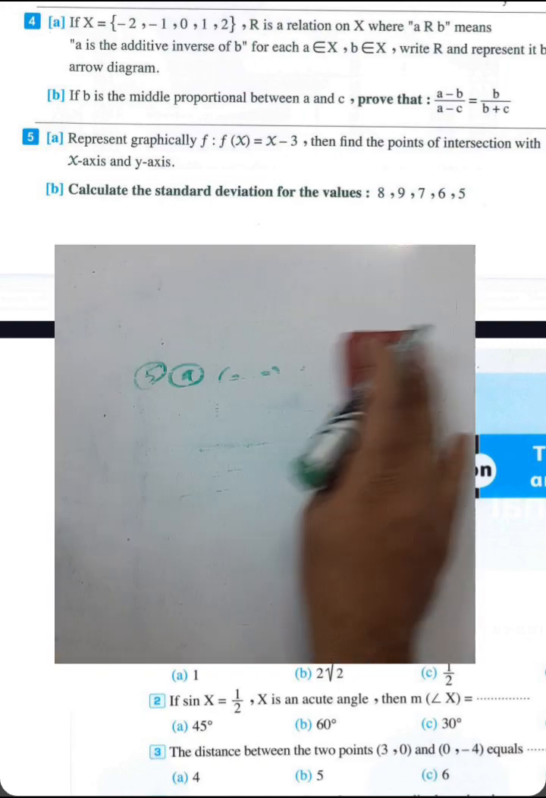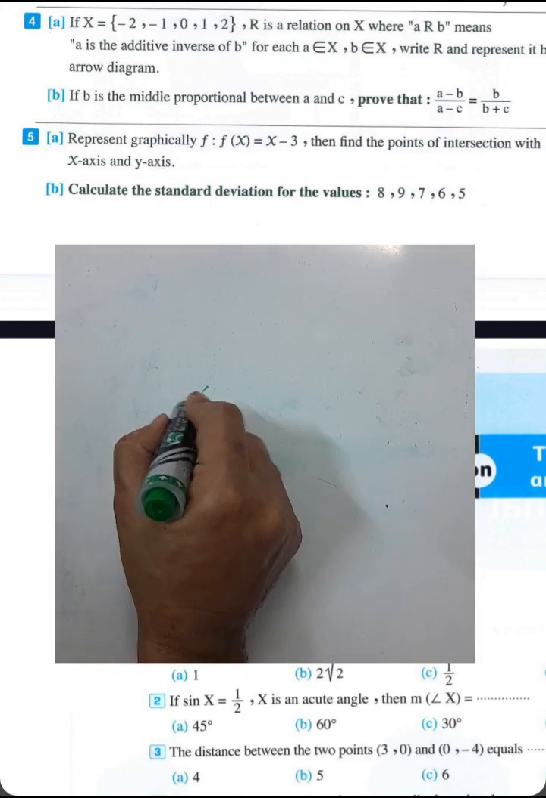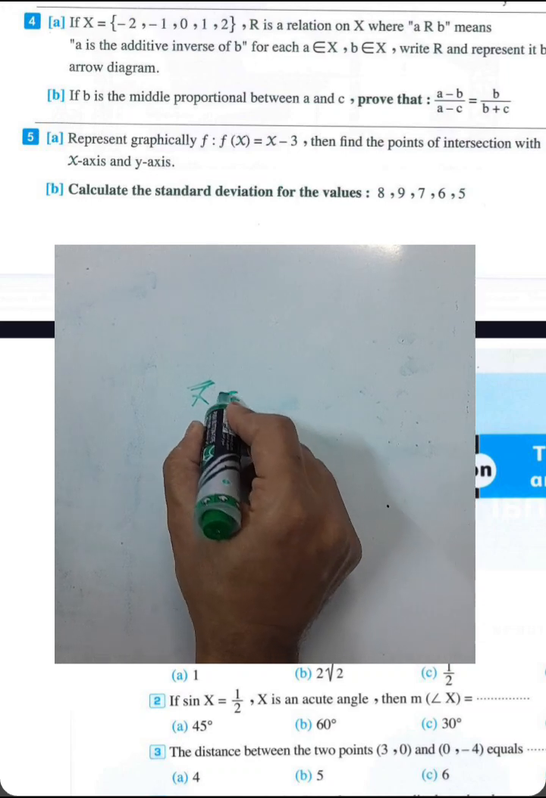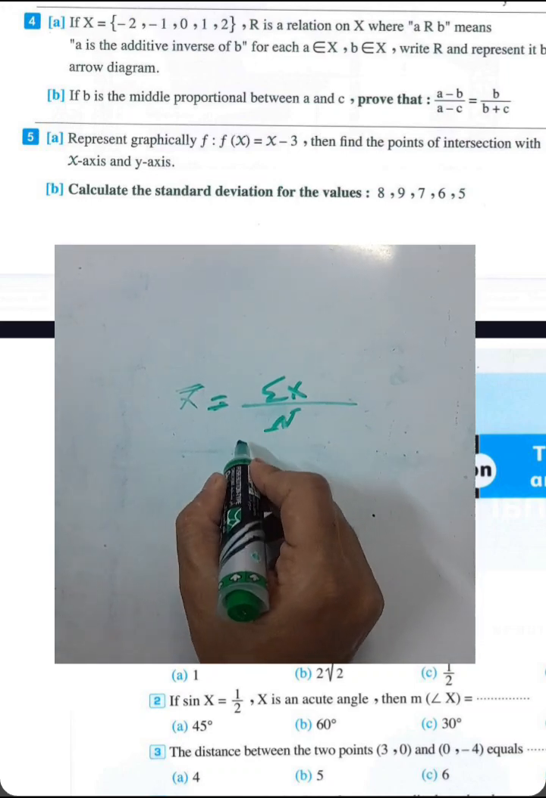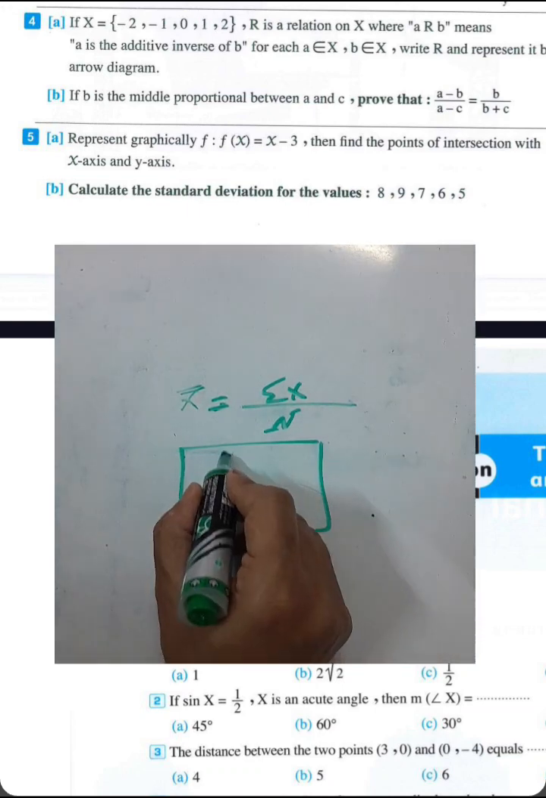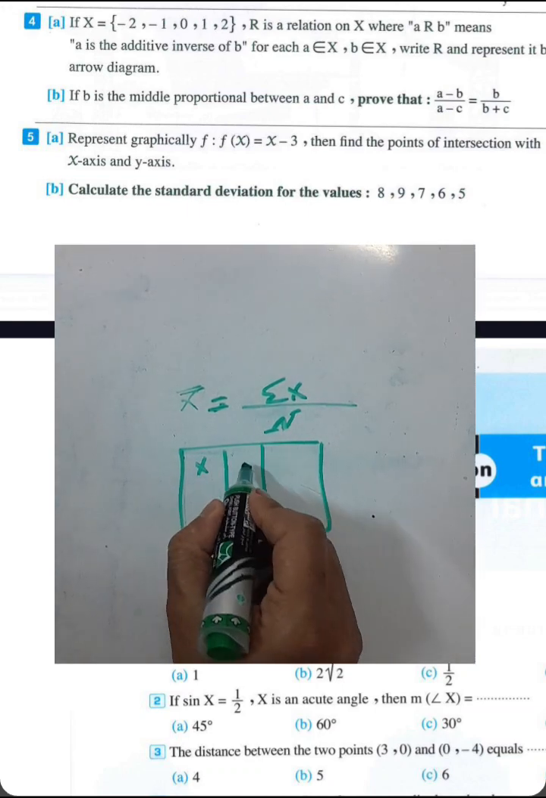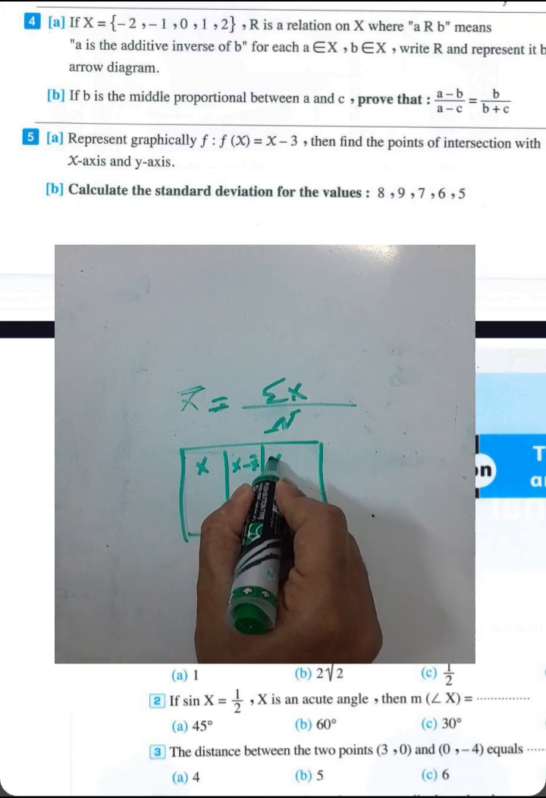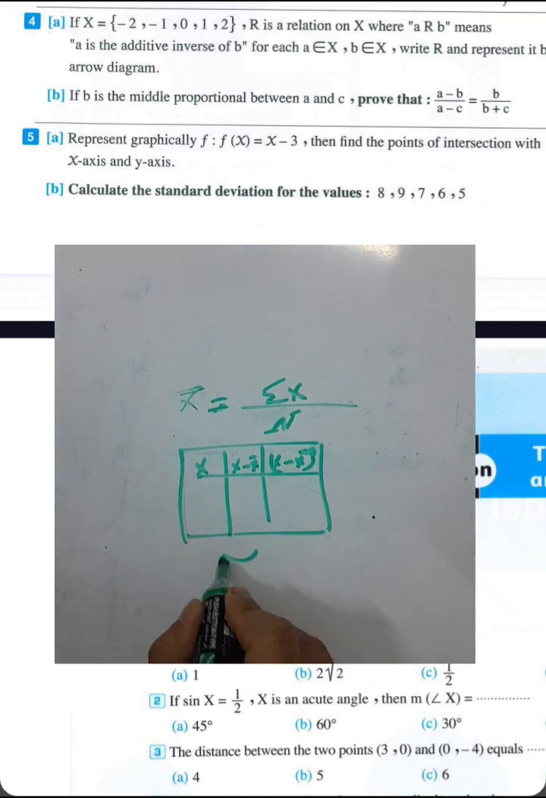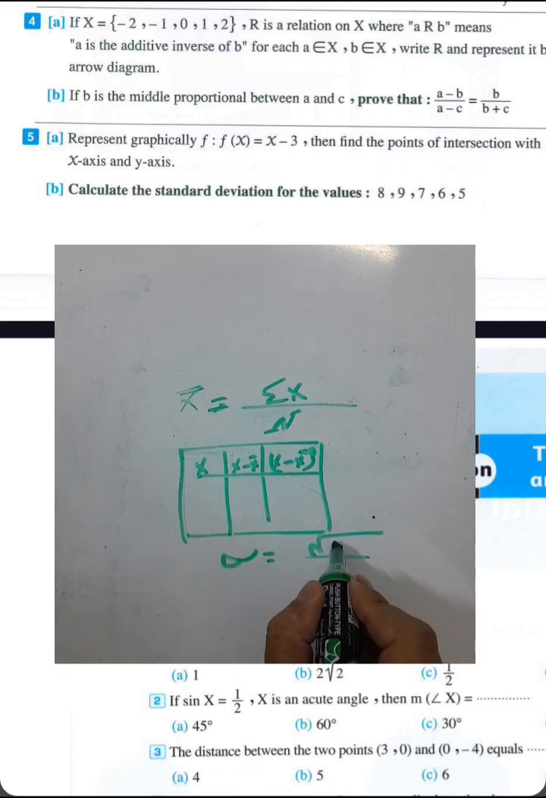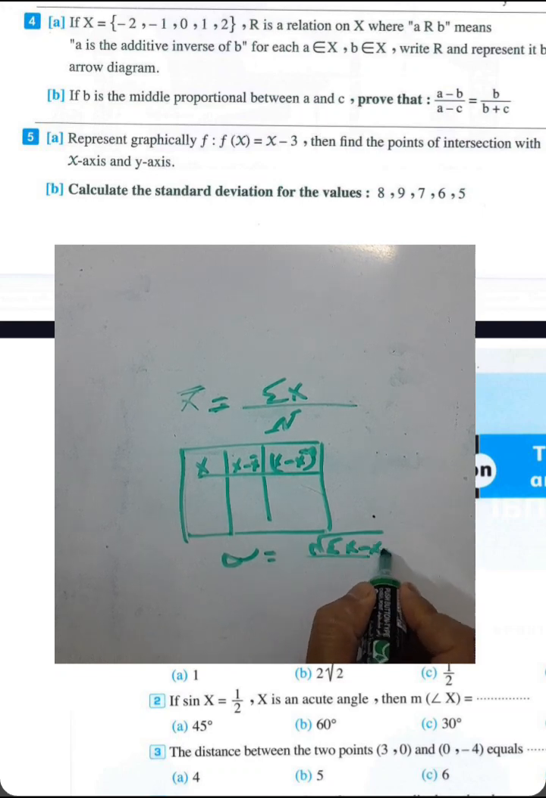You can solve the last question. First step, you can find x bar. It's very easy for you. Find the summation of elements divided by the number of elements, and then draw a table, write x and x subtract x bar all power 2, and then find the sum of them, and then find the square root of the summation of x subtract x bar all power 2 over n to find the sigma.